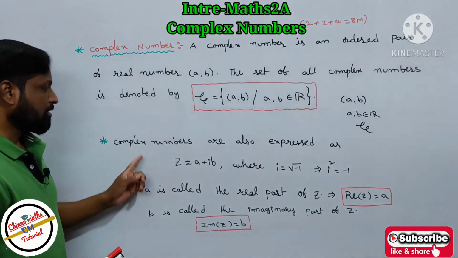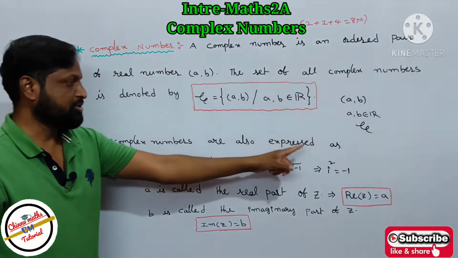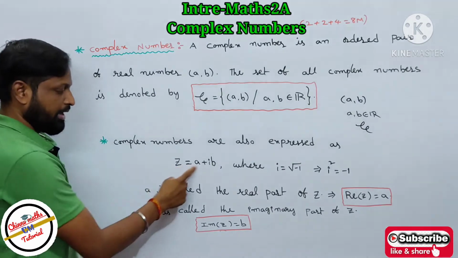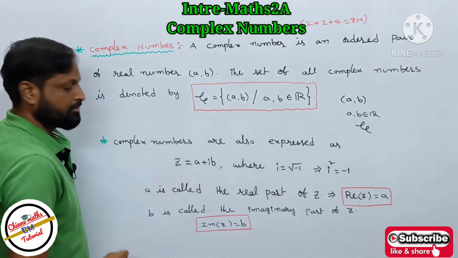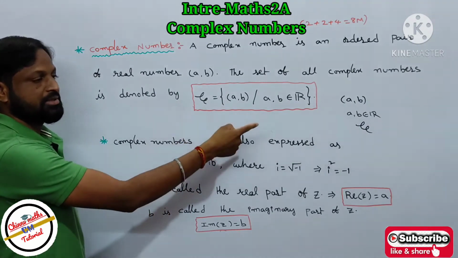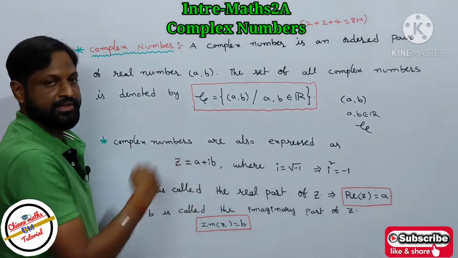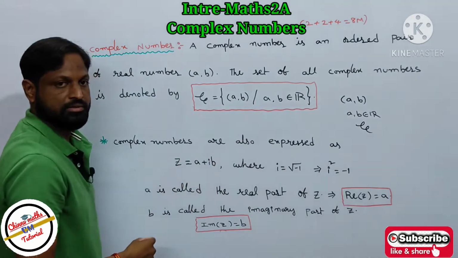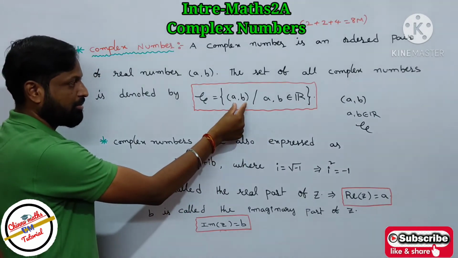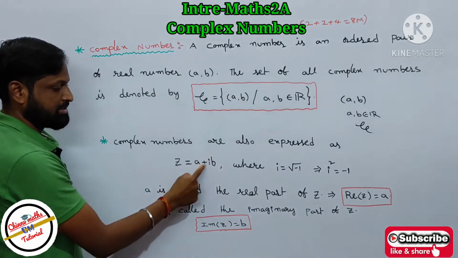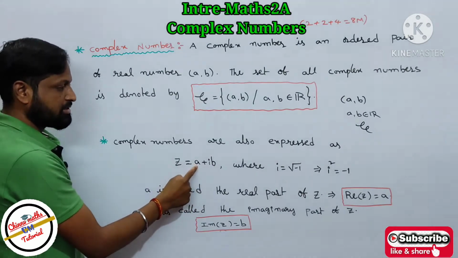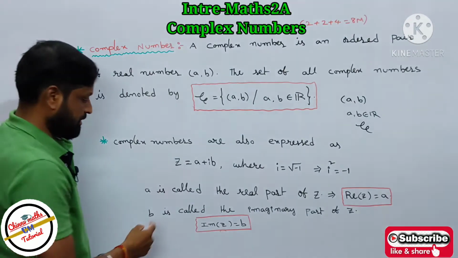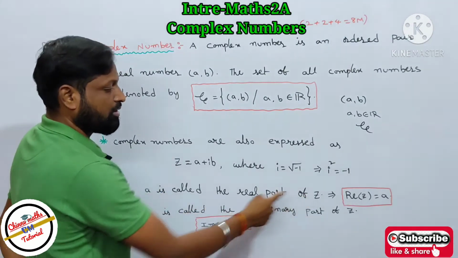Next, the complex numbers are also expressed as z equal to a plus i b. Z equal to a plus i into b. The z is also a complex number. Z belongs to C, and a comma b belongs to the real numbers. So that means the ordered pair a comma b is expressed as a plus ib, where a is called the real part of the z and b is called the imaginary part of the z.